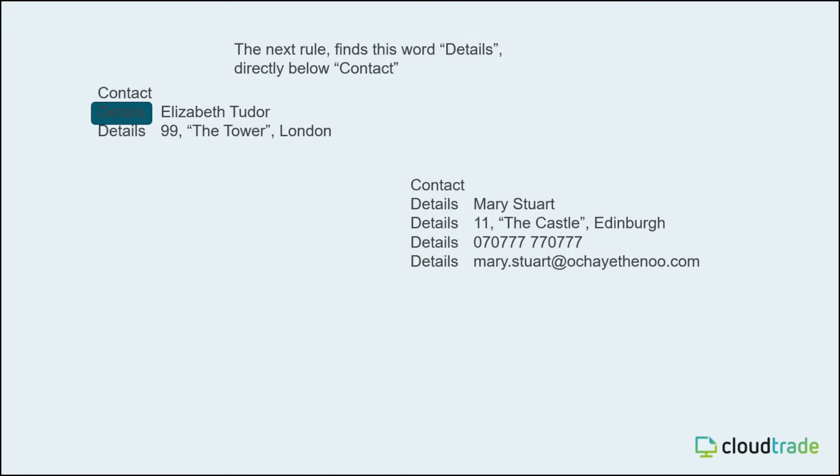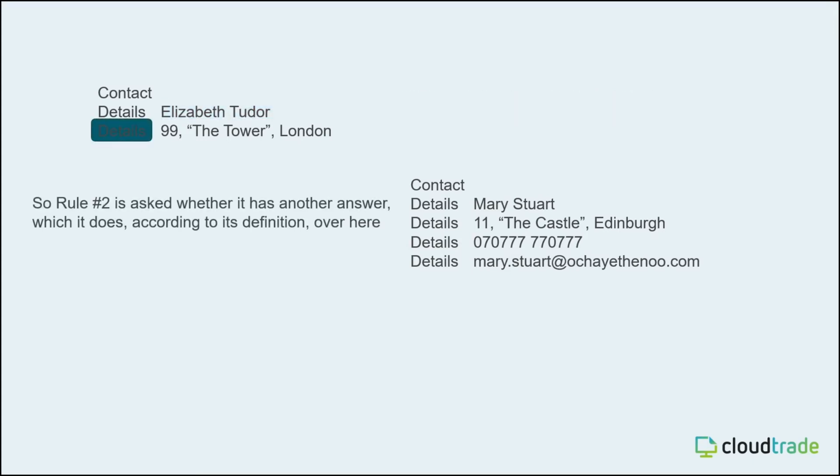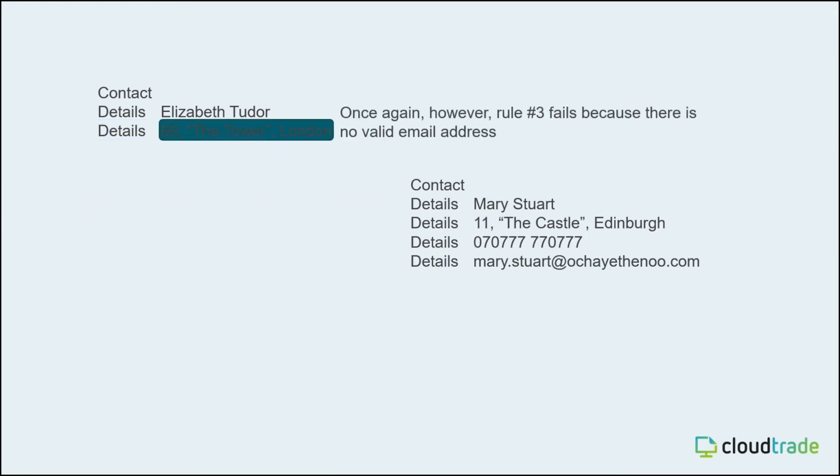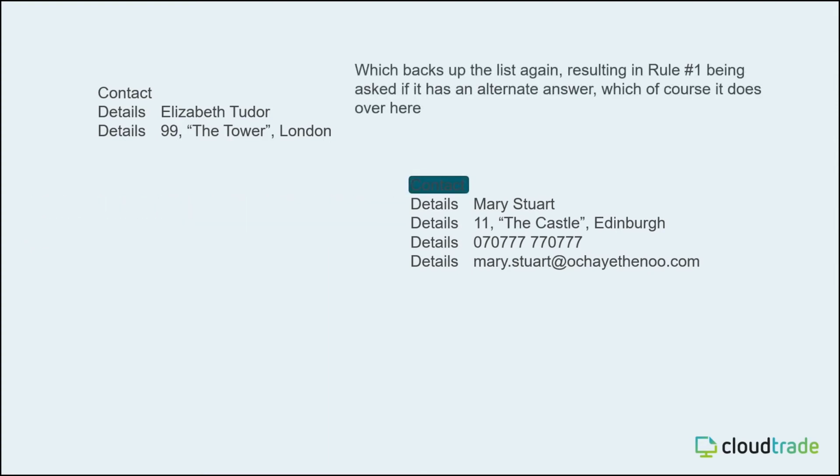Then we look down and see there's details directly below contact, so that satisfies the second part. But when we try to satisfy the third part, it isn't a valid email address, so that fails. However, we now go back to rule 2. It finds the next lot of details, happens to be another answer, but again rule 3 fails. So now the whole thing on the top left has failed, but it so happens that rule 1 has another possibility, which is contact over here on the right hand side.